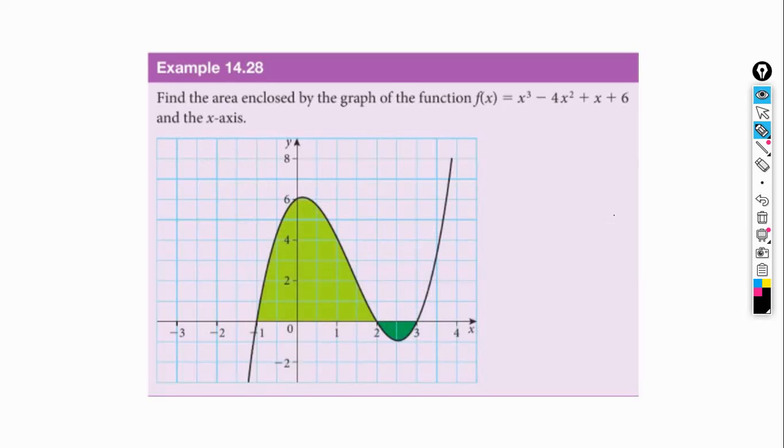So next we have example 14.28, and it says find the area enclosed by the graph of the function f of x equals x cubed minus 4x squared plus x plus 6 and the x-axis. So this is similar to the previous case where we would have a positive area here and the negative area in this part. But since we're not doing a physics problem of displacement or anything similar to that, we want to find the areas in positive terms. So in other words, we need to find the integral from, in this case, we can see that it starts at -1 to 3. And it's going to be the absolute value of f of x.